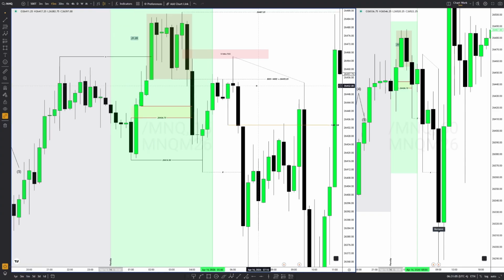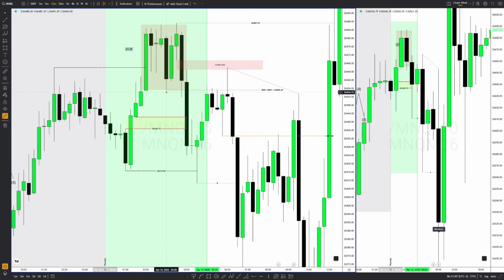So once we broke this level of support here, and then price made a swing low here, you see how the market came all the way back up and retraced, and then created a lower high here within that presented fair value gap, and then rallied lower.